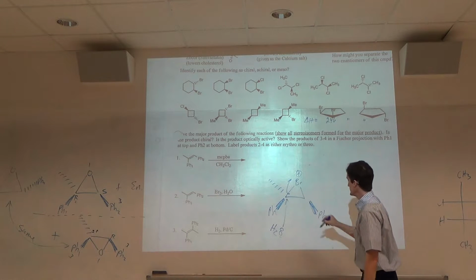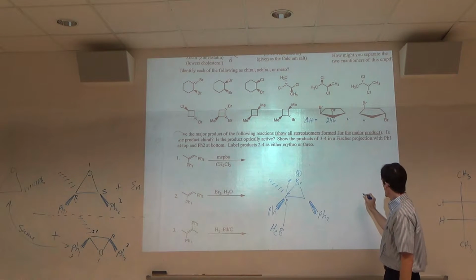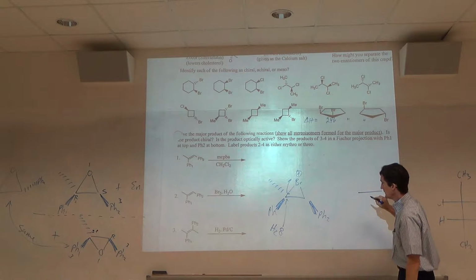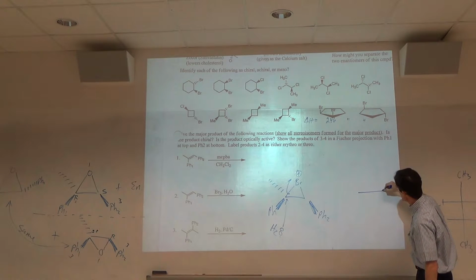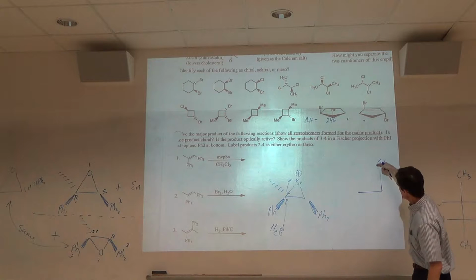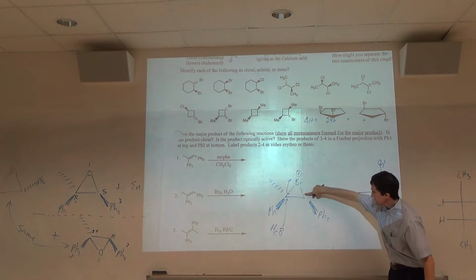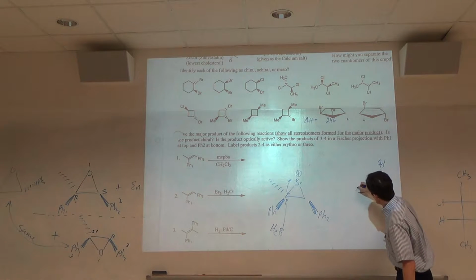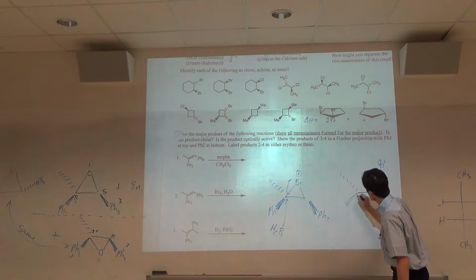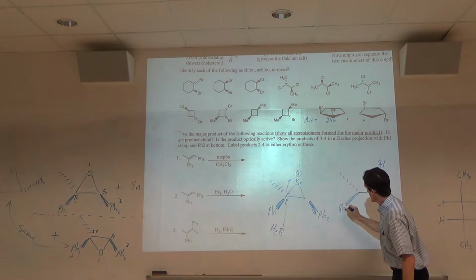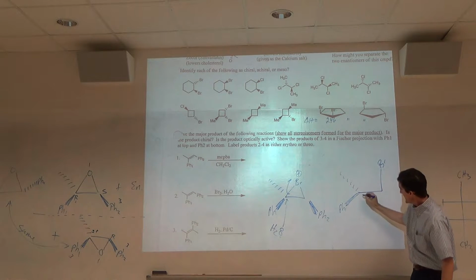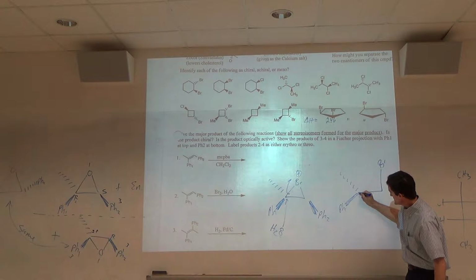I'll go ahead and do this. Okay, I'll redraw it. So now we end up with the bromine still straight up. It's just not bromonium bonded anymore. You see, it's straight up. This is still like that. That's still like this. But now the oxygen bond is what?